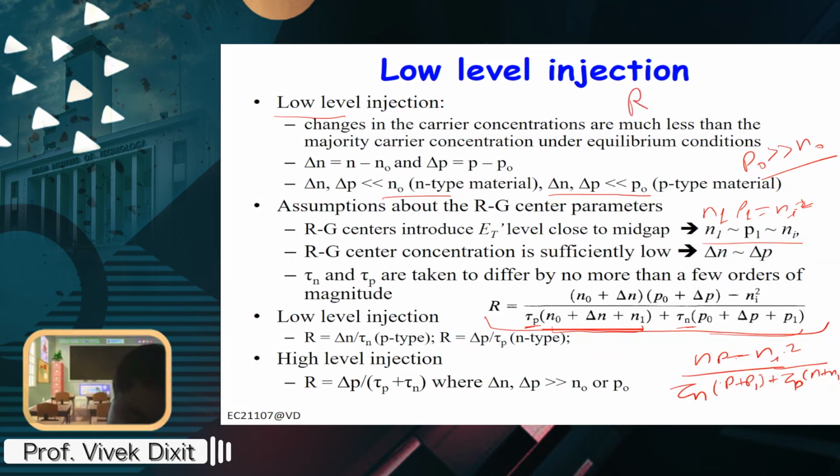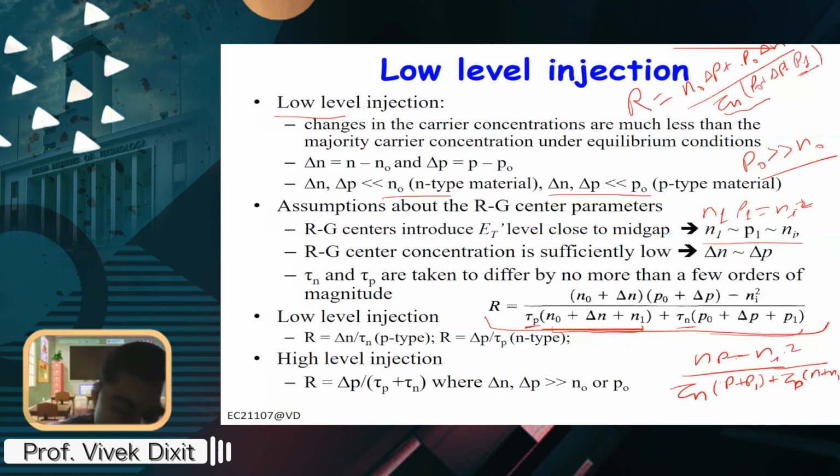let me write here, R is equal to n naught delta p plus p naught delta n. Delta n delta p I'm ignoring, and n naught p naught will be cancelled by ni square, divided by, now if you see p naught is much larger than n naught, so you can write here tau n times p naught plus delta p plus p1. Now p naught is much larger than n naught, then p naught will be much larger than ni also, which is p1. So you can just write here tau n p naught.